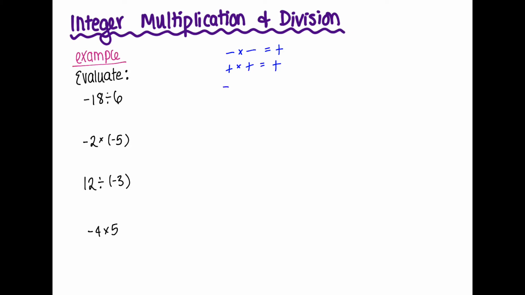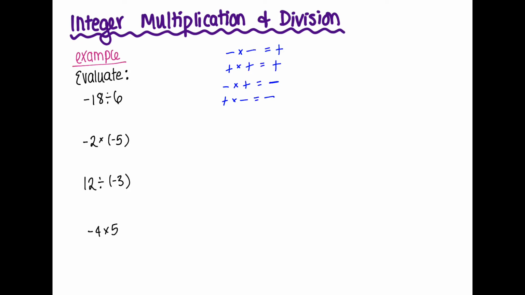If you have one negative and one positive, and it doesn't matter which order they're in, if you have an odd pair, so one negative, one positive, it's going to come out to be negative. It doesn't matter if the positive is first or second, which order they're in. If there's one positive, one negative, it's coming out negative.